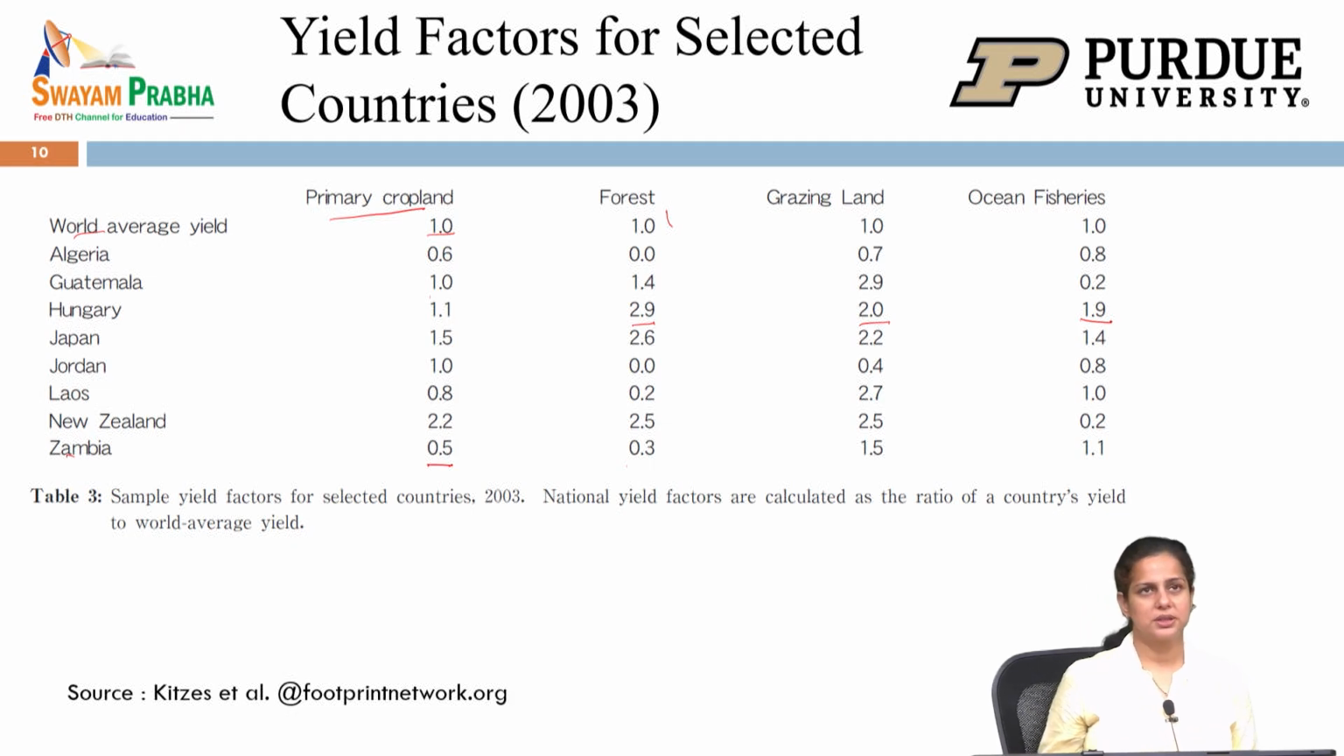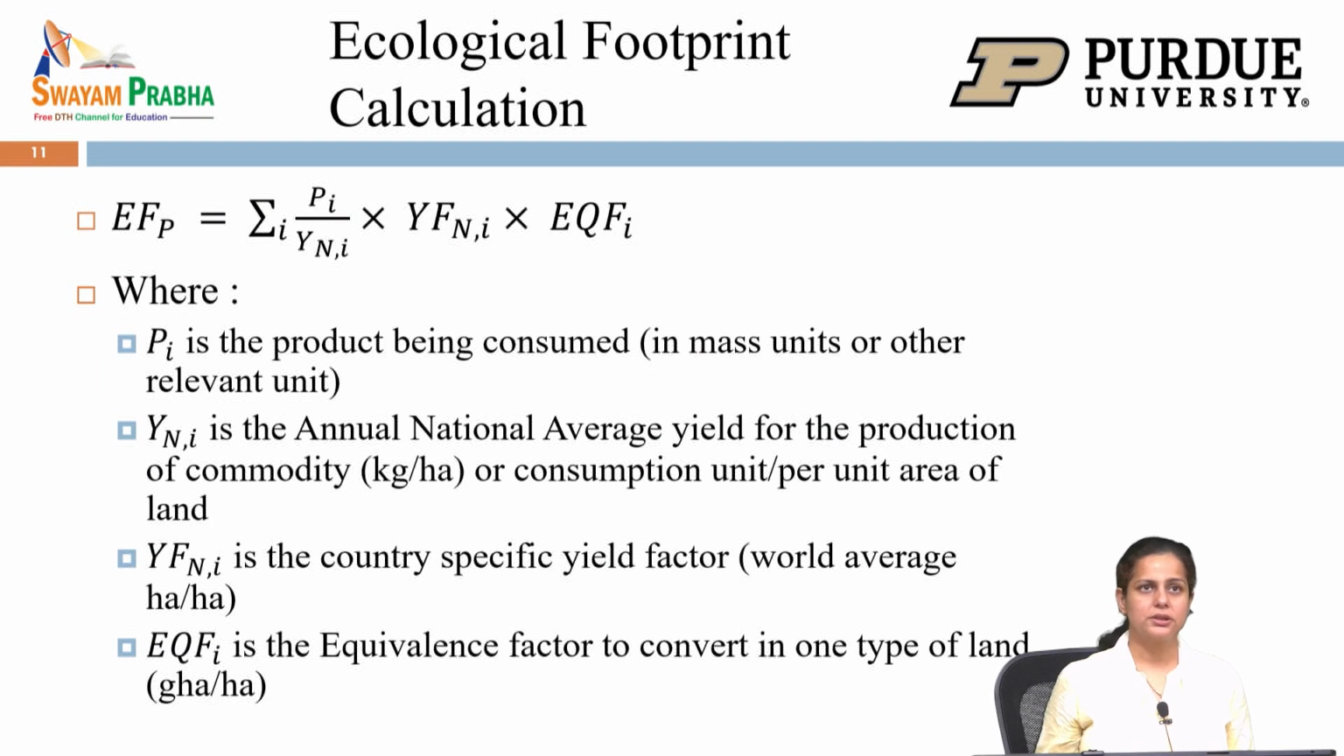With these two numbers in mind, the equivalence factor and yield factors, the ecological footprint calculation is a simple translation of these numbers. So, we start with the calculation of PI, which is, let us say, the product that we are consuming in mass units or other relevant unit. It can be any resource input to your process as well. So, let us say we are making a bio based chemical. So, any biomass we are putting as an input to the process can be our product. So, that is the product being consumed in mass unit or any other relevant unit.